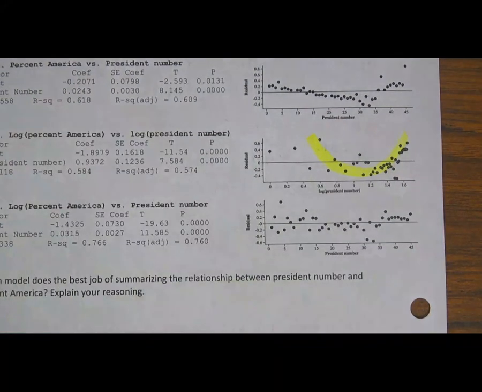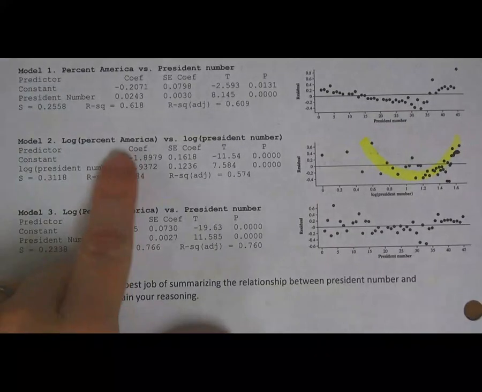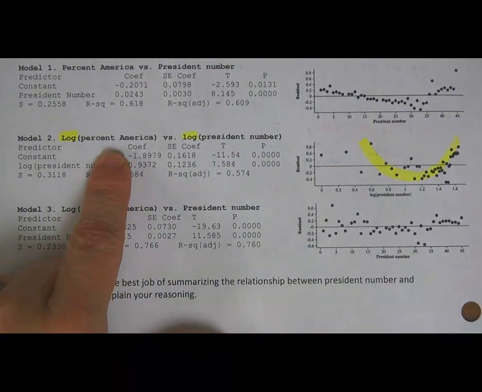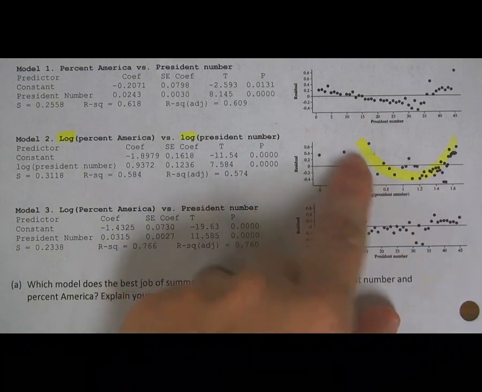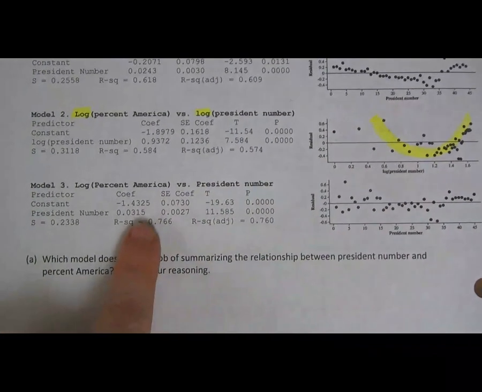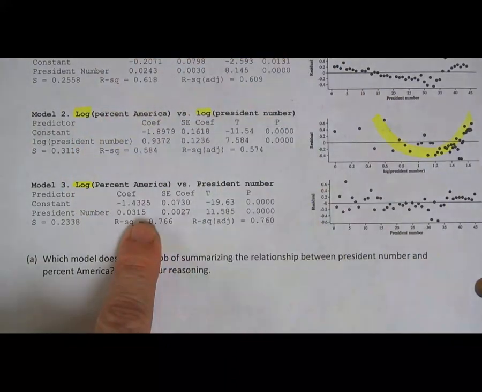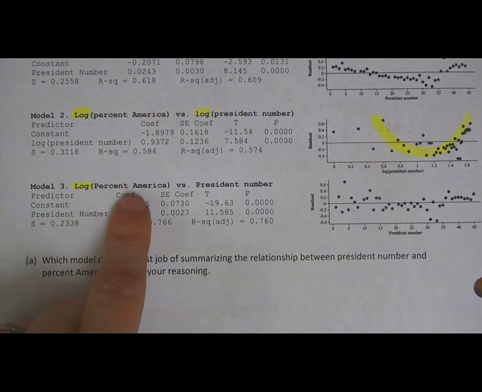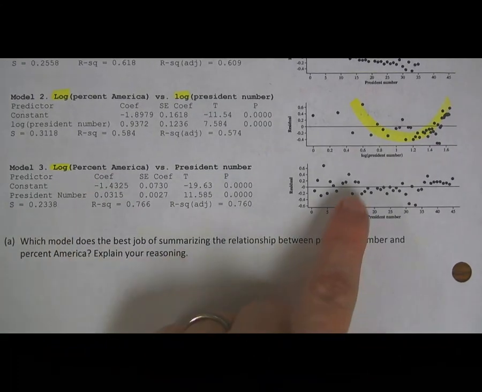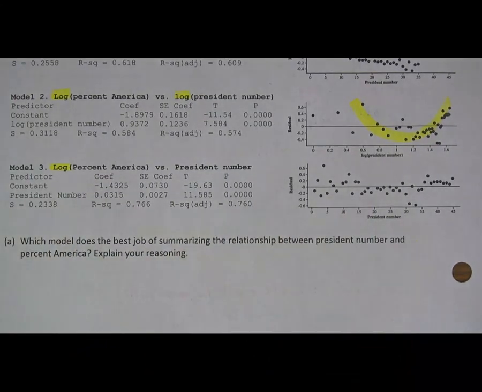That's not good. And look over here. When I took the log of both sides, it didn't straighten my data out. The residual plot is showing that. But Model 3, when I just took the log of the percentage of times the president says the word America, the residual plot is showing complete scatter. So that's going to be the best model.